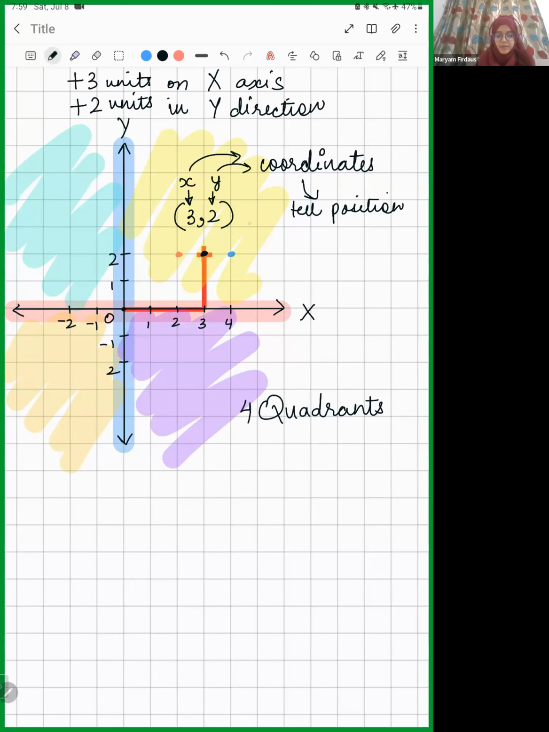4 quadrants. This is the first one, this is the second one, this is the third one, and this is the fourth one. Okay. Ma'am, everything clear till here?